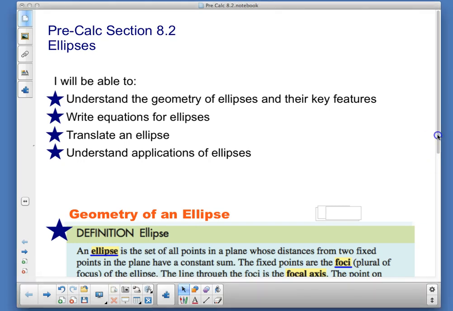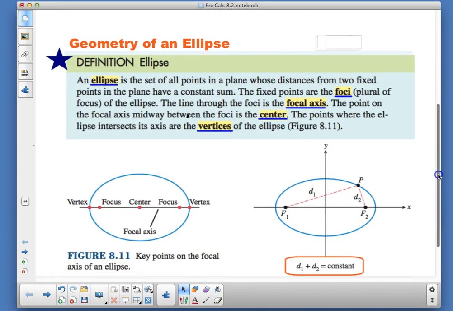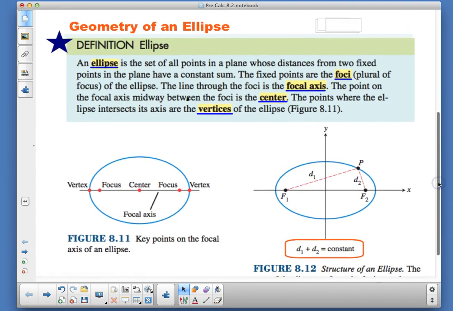As we go through taking those notes in that blanked out spot: an ellipse is a set of all points in a plane whose distances from two fixed points in the plane have a constant sum. The fixed points are the foci, plural for focus, of the ellipse. The line through the foci is the focal axis. The point on the focal axis midway between the foci is the center. The points where the ellipse intersects its axis are the vertices of the ellipse.